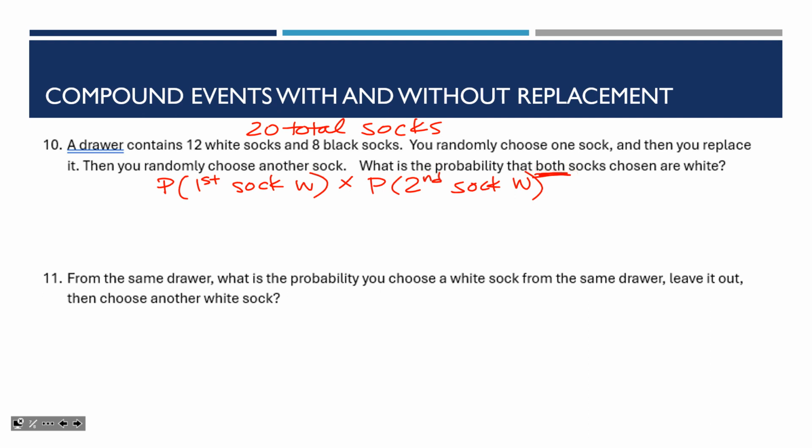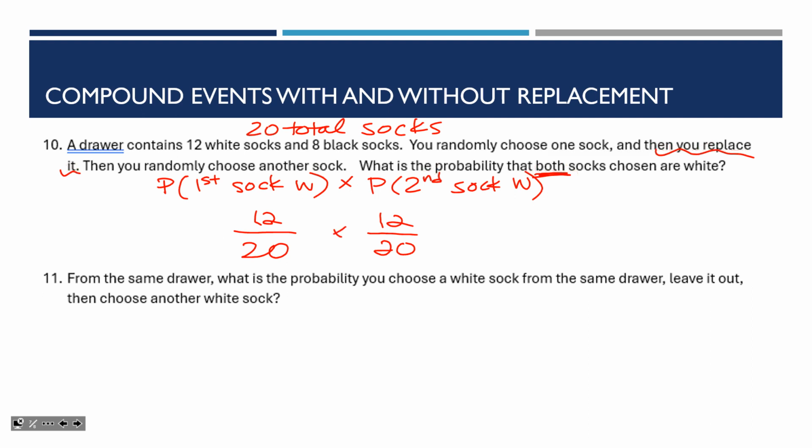But here's the thing. It says you choose the sock, and then you replace it, okay? So let's think about it. The probability of the first sock being white, well, there are 20 socks in the drawer. How many of them are white? 12 of them are white, right? So the probability that the first one's white is 12 out of 20. But I take that sock out, and then I put it back in. They tell me I replace it. So what's the probability that the second sock is white? There are still 12 white and 20 total socks in the drawer. So it's still 12 out of 20.